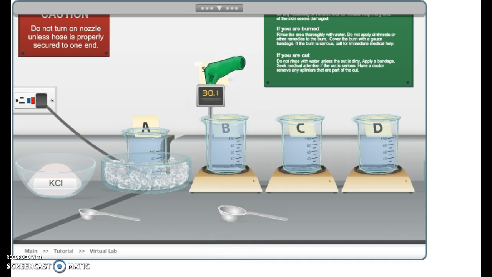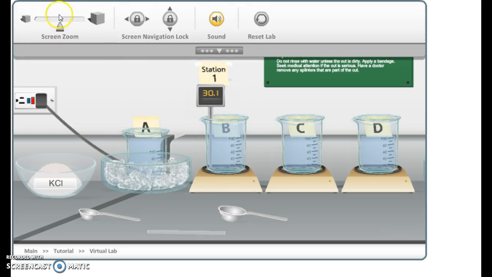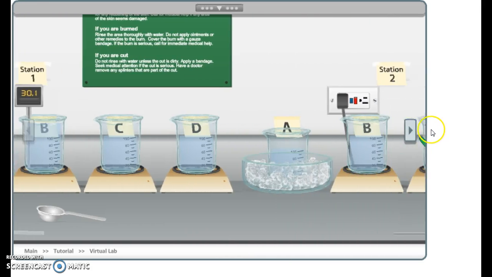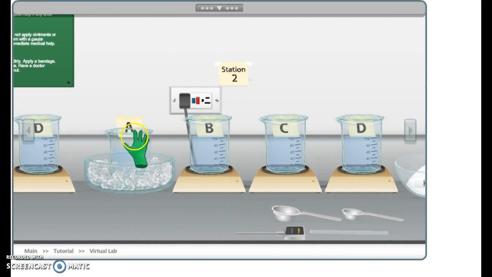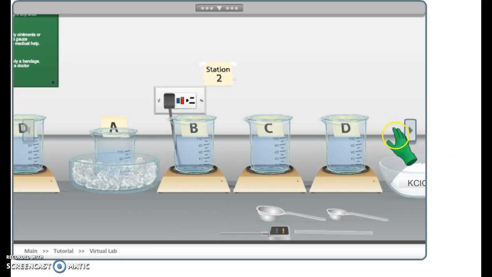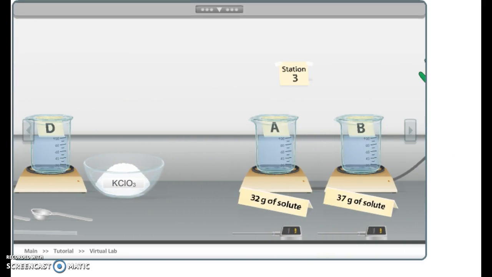But remember, when you get to the other set of beakers, you are going to have a different chemical. So you're going to have to start over with 1 scoop at a time in beaker A. So it helps if you go from A to D because it goes from coldest to warmest. All right, so that's the first part.